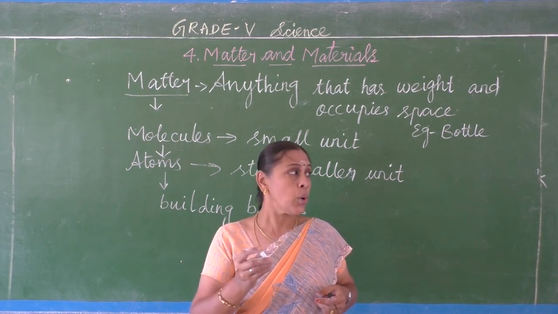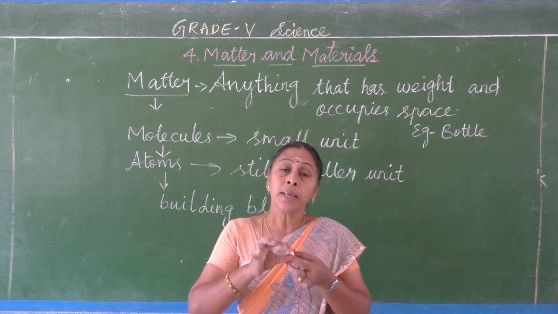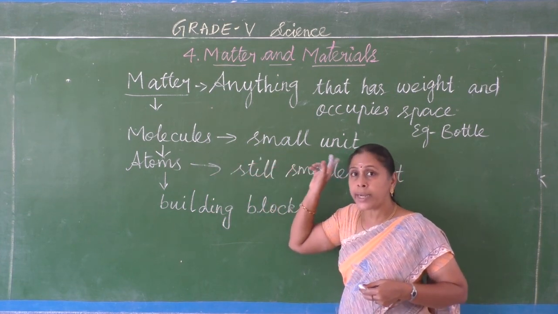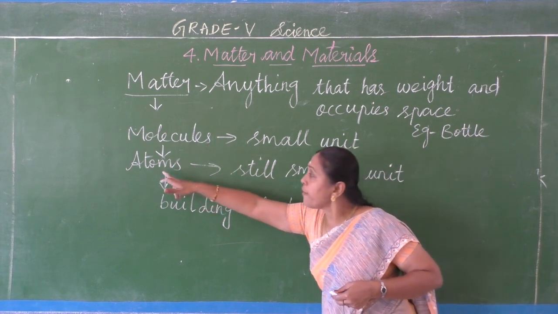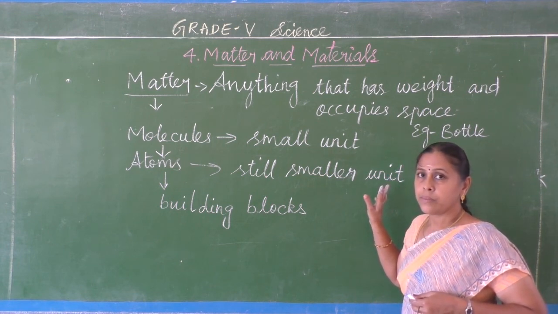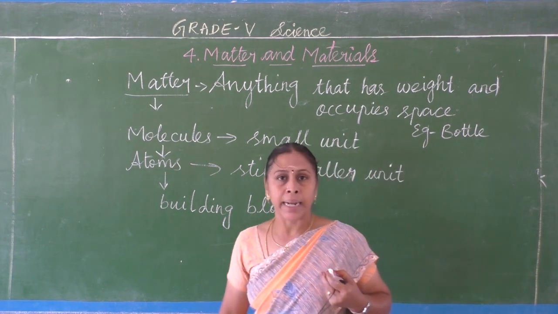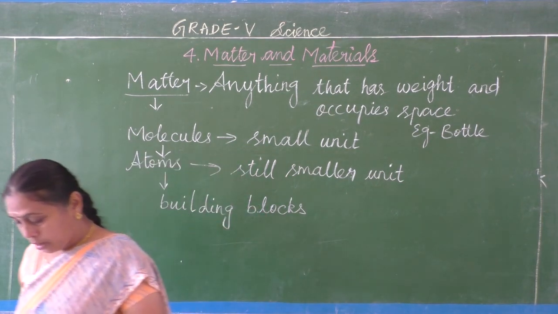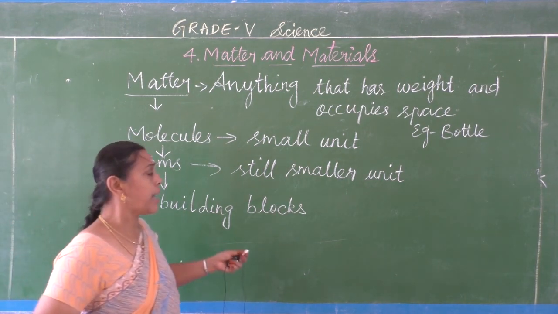So if you take chalk piece, it is called matter. This matter is made up of molecules. So molecules are the small unit of matter. Still, this molecule is made up of atoms. Atoms are still smaller units. And so it is called as the building blocks of matter. So I hope you all understand what is matter, molecule and atom. It is a basic concept you should understand well.